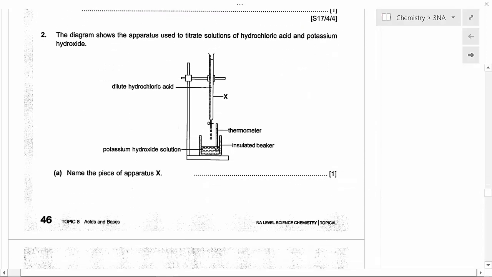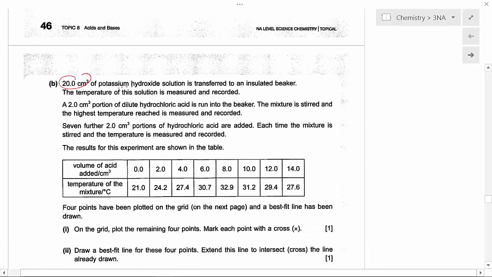Next question. Now what's apparatus X here? X is used to add drop by drop, and of course this is called a burette. Learn the spelling: burette. 20 cm³ of potassium hydroxide is transferred to an insulated beaker. Temperature is measured and recorded. Insulated means they put some insulator so that the heat loss to the surroundings will be minimal.